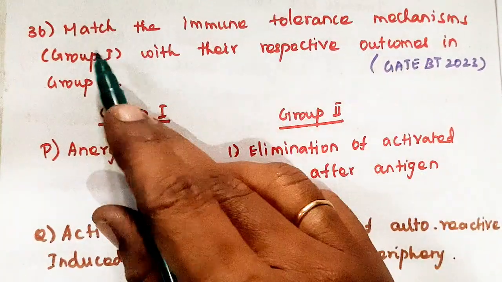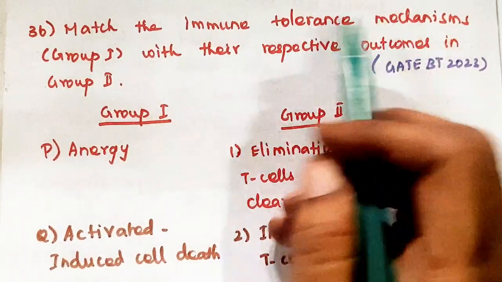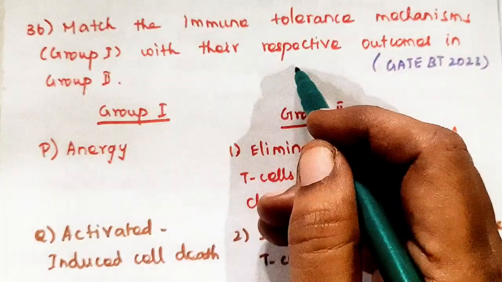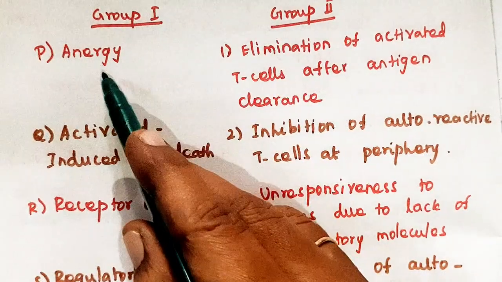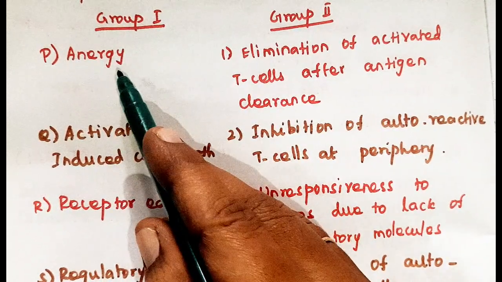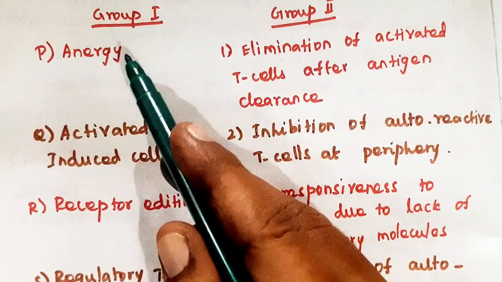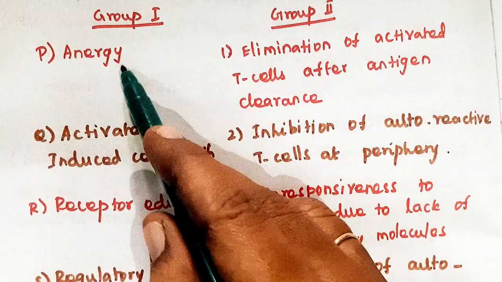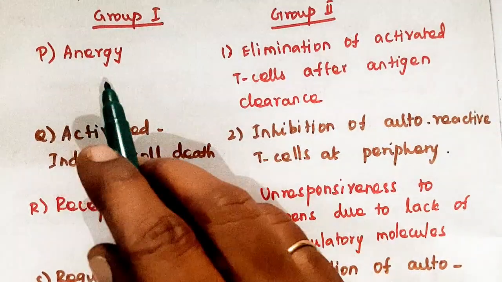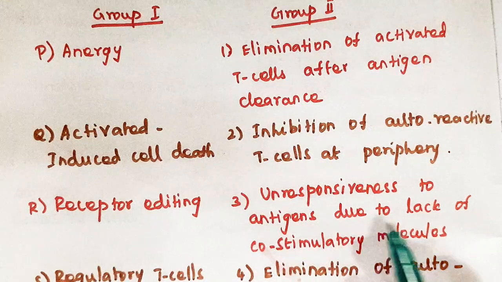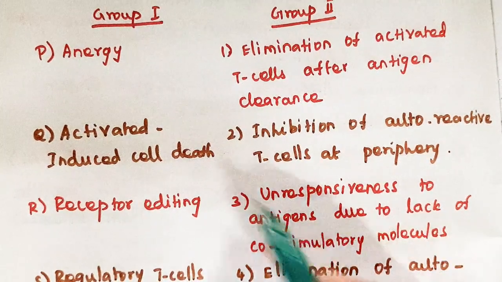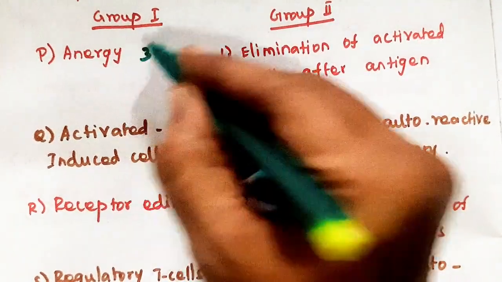The next question is, match the immune tolerance mechanisms in group 1 with the respective outcomes in group 2. So the first one is anergy. Anergy is a condition in which the body's immune system fails to react to an antigen. Okay, so unresponsiveness to the antigen. So anergy means unresponsiveness to the antigens due to lack of co-stimulatory molecules. So P, answer is 3.